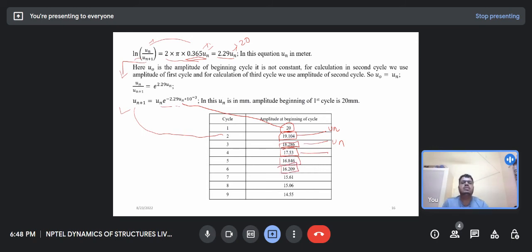So the question asked how many cycles it takes when the response reaches 15 mm, so that is around the eighth cycle, up to the eighth cycle. In the eighth cycle, the response becomes 15 mm.